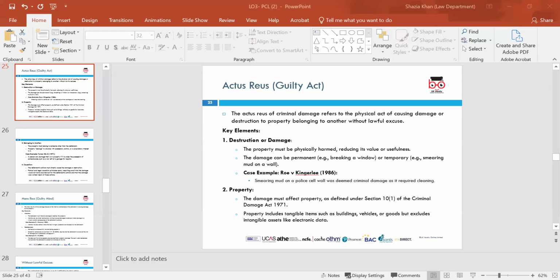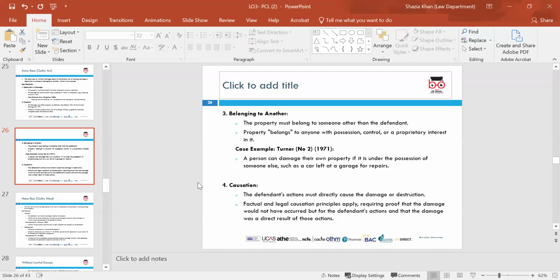And then property defined broadly under section 10, subsection 1 of the Criminal Damage Act 1971 to include tangible items like personal belongings and real estate, excluding intangible property. And the case in regards to that was a case called Cox and Riley, 1986, which extended this to computer software, showing the law's adaptability. Then you've got the next one, which is belonging to another, and the property must be owned, possessed, or controlled by someone other than the defendant.